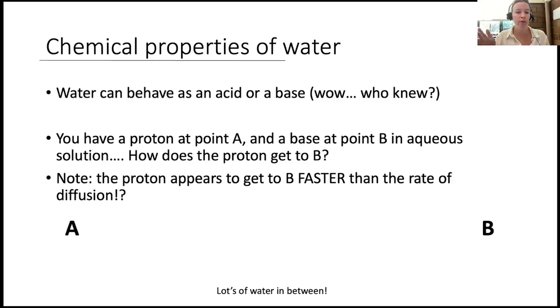And first, just a quick reminder that since we are working in water, we're in biochemistry, humans are made of water, we should remember that water itself can act as an acid or a base, so we'll keep that in mind. And I'll just demonstrate this quickly with this thought experiment below. So let's say we have a proton at point A. Here's our proton. And a base at point B. Here's our base.